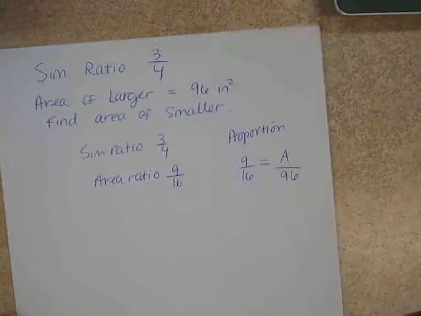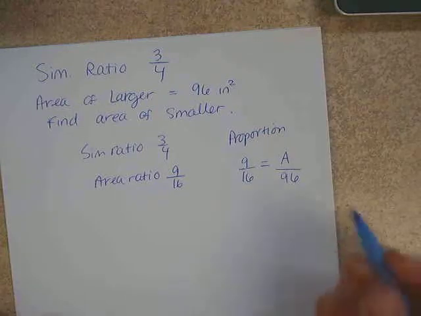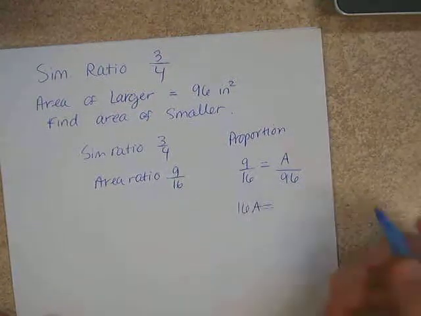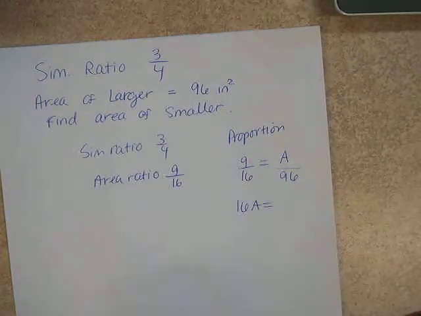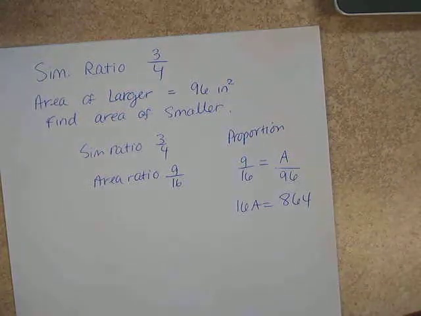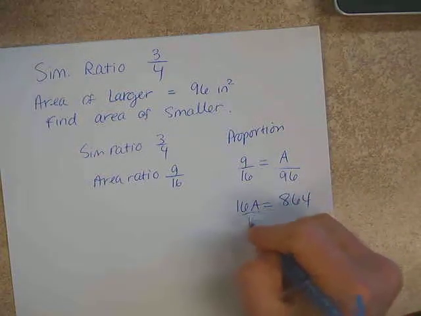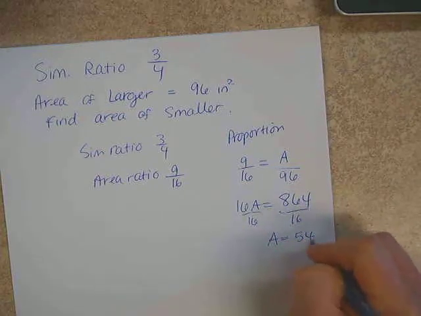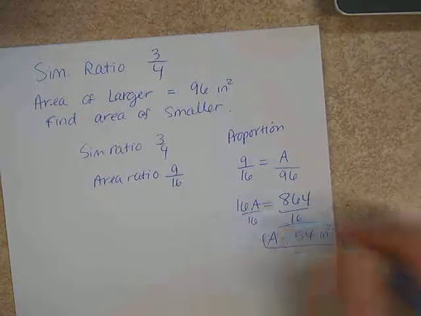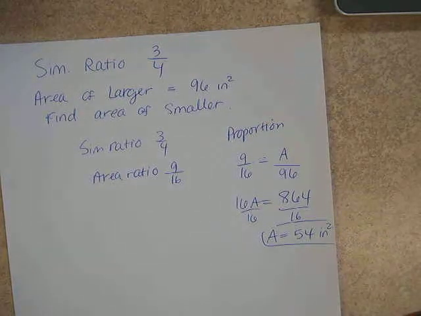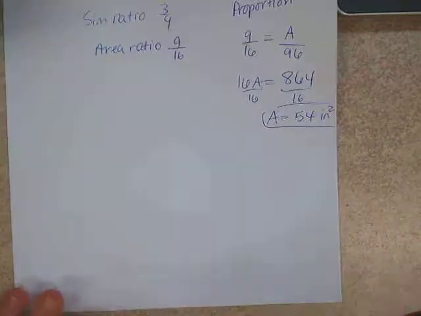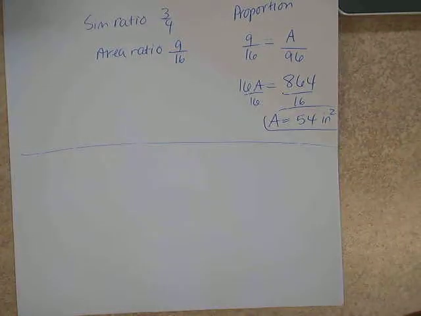And then we can set up a proportion. So 9 over 16 would equal A over 96. Yeah, you're finding the smaller. You just want to make sure you get these in the right place. So you're going to put A where the smaller one is on top and 96 on the bottom. So you'd have 16A equals 9 times 96. So 864 divided by 16. So A would be 54 square inches.